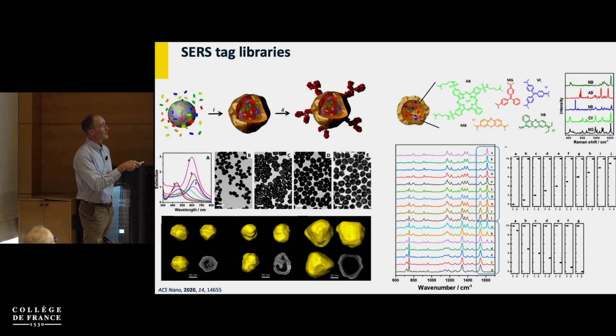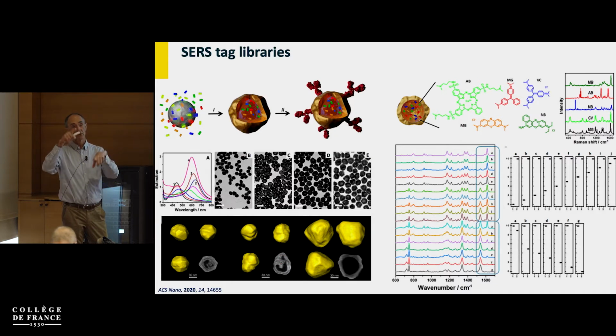And then by playing around with the nature, so the composition of the molecules and the mutual ratio between them, you can obtain a large number of tags, because not only the position of the peaks, but the relative intensity can be well defined by the relative composition between the different molecules that you're introducing there.